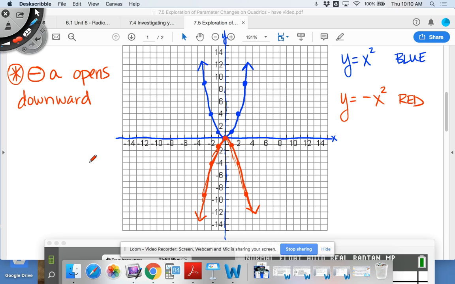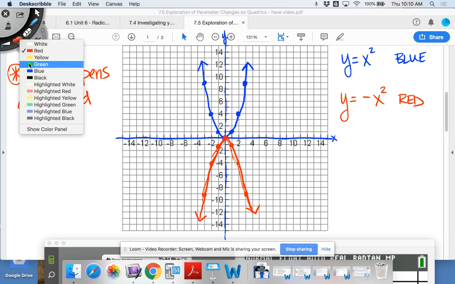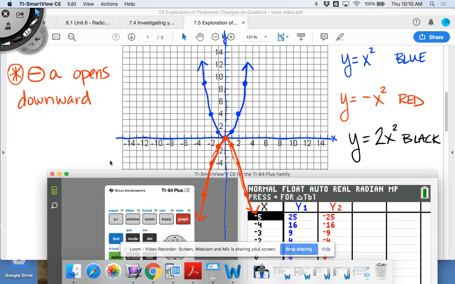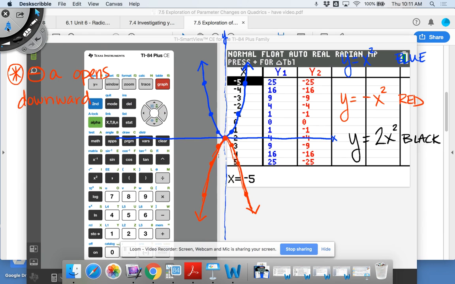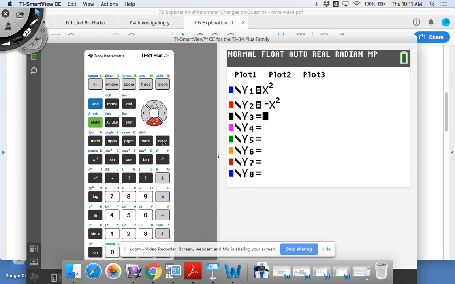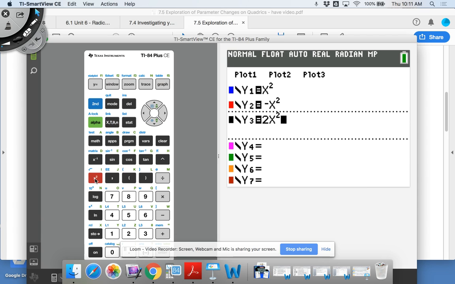So we'll do one more on here. We'll do the y equals 2x squared. And I'm going to use black. You can use whatever color you want. So to get my ordered pairs, I'm going to go on my calculator and I'm going to go to y equals, and I'll go down to number 3 and I'm going to type in 2x squared.